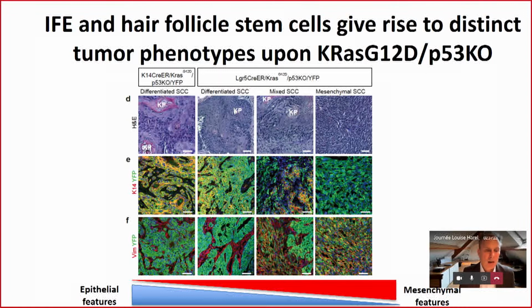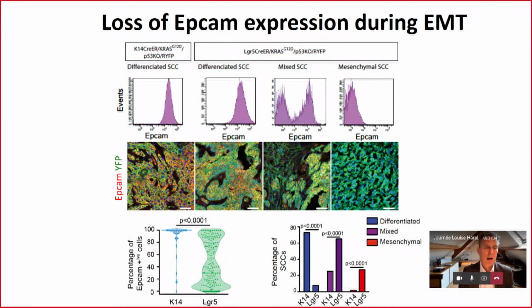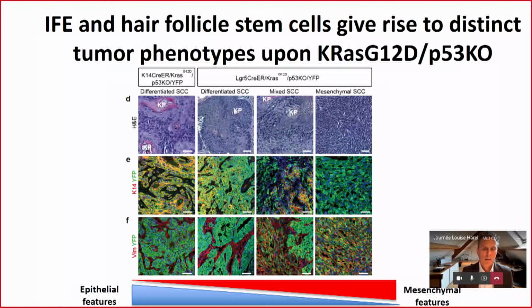But in hair follicle-derived tumors, most of the tumors consisted of what we call a mixed SCC in the middle of the slide, in which a part of the tumor expresses the epithelial marker K14, as on the previous slide. So there was a part of the tumor expressing epithelial marker and a part of the tumor expressing the mesenchymal marker vimentin. So that was, you know, pathognomonic of EMT.